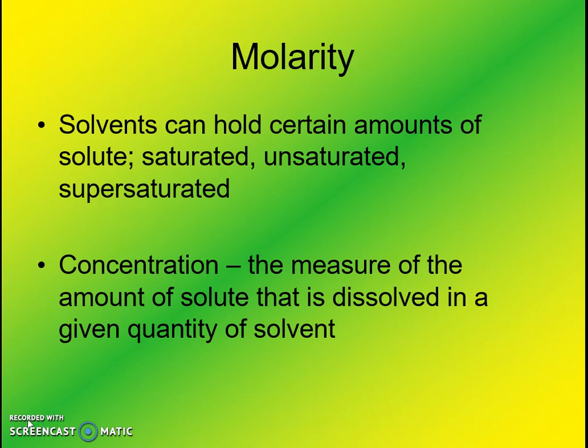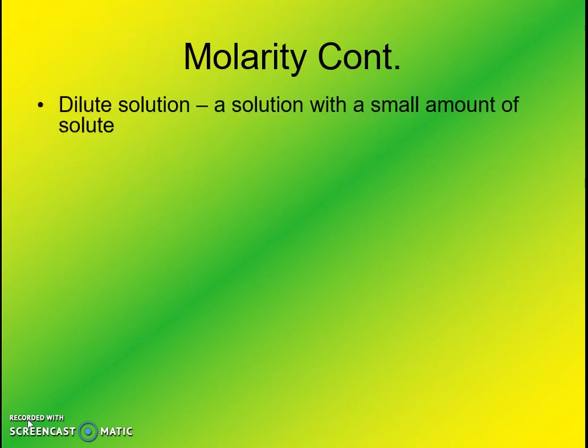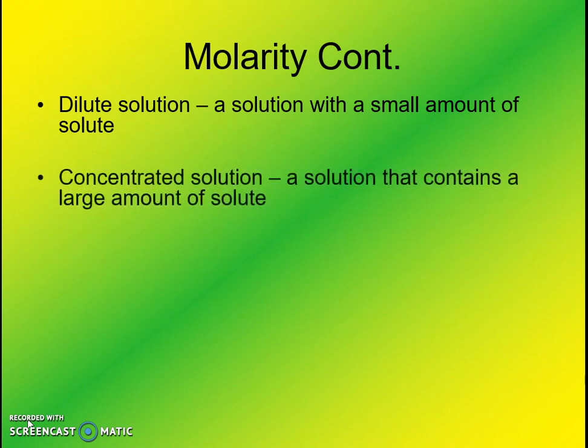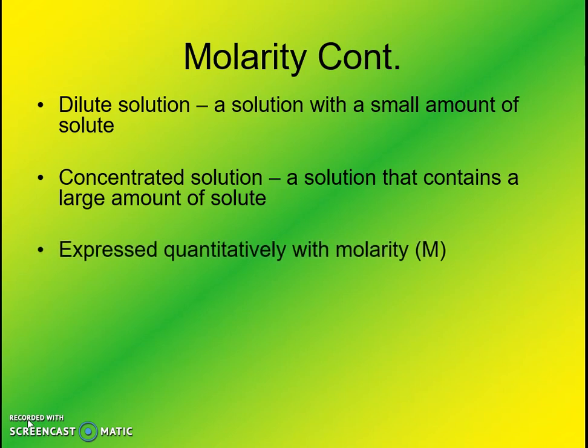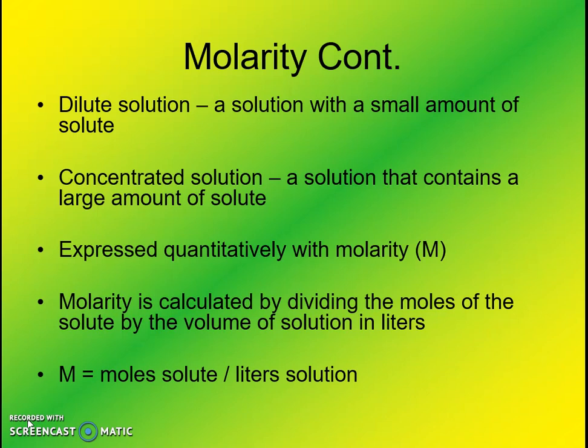And in looking at these solutions, we can describe them as being dilute, which means there's very little solute for the amount of solvent that is there in that solution, or concentrated, meaning there's a lot of solute for the amount of solvent in that solution. And we express this quantity when we measure it out as, again, molarity. We use capital M for molarity. Molarity is found by taking the number of moles of solute divided by the volume of the solution in liters. So capital M molarity equals moles of solute divided by liters of solution.